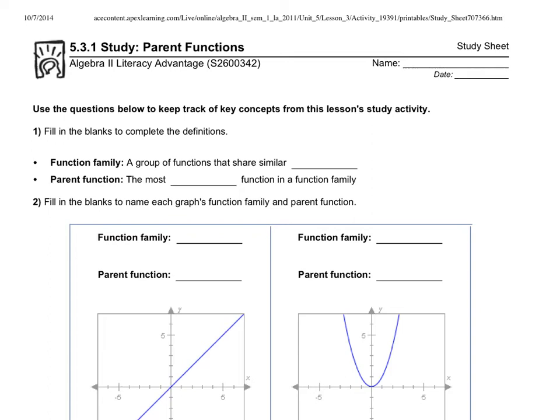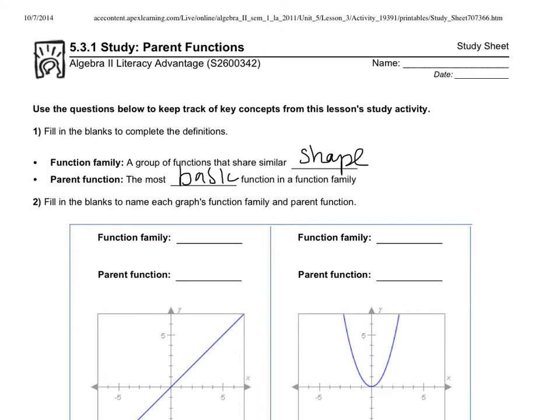So we're starting to talk about parent functions. A parent function, or a function family, is a group of functions that share a similar shape. And a parent function is the most basic function in that family.